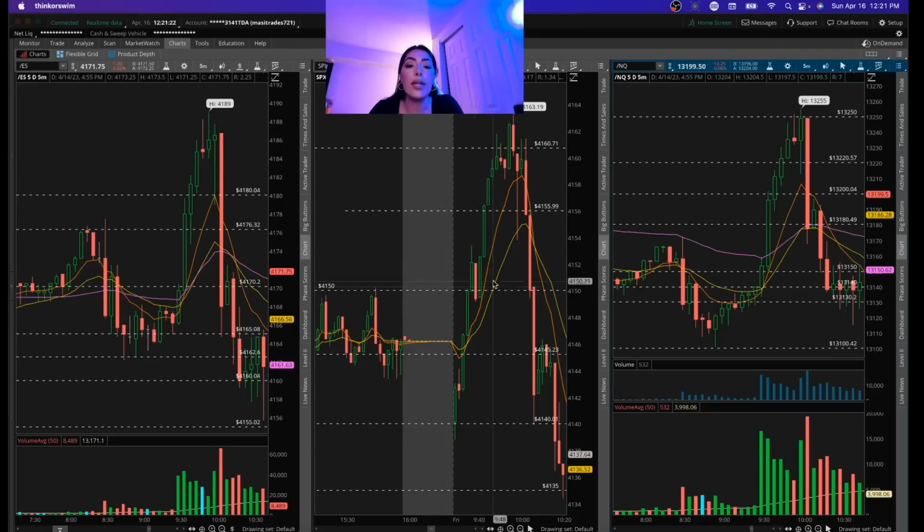So now that I didn't enter on SPX, the next entry would be high of day break. The high of day here is 41.53.